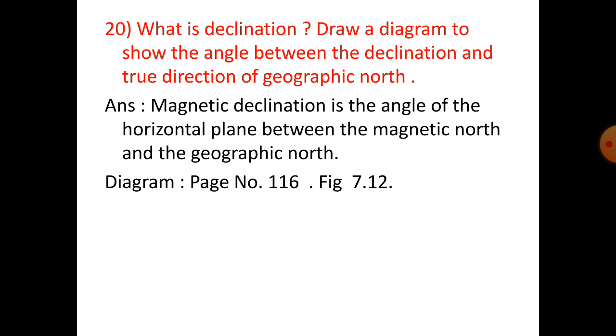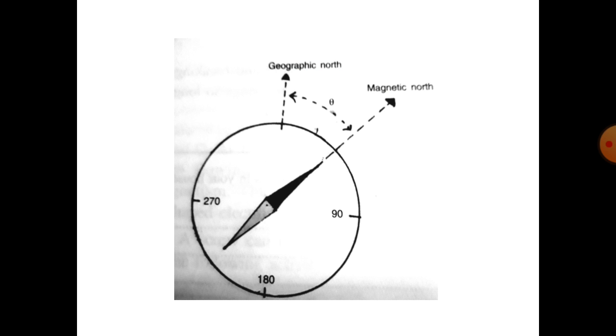Number 20. What is declination? Draw a diagram to show the angle between the magnetic and true directions of geographic north. Magnetic declination is the angle in the horizontal plane between the magnetic north and the geographic north. Figure is given in page 116 of your book, 7.12.